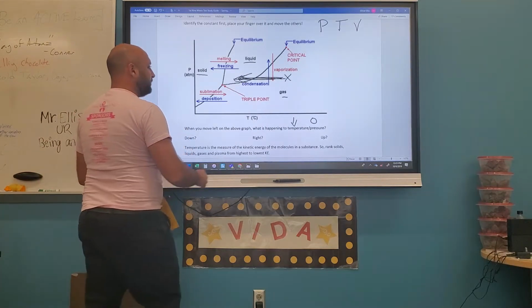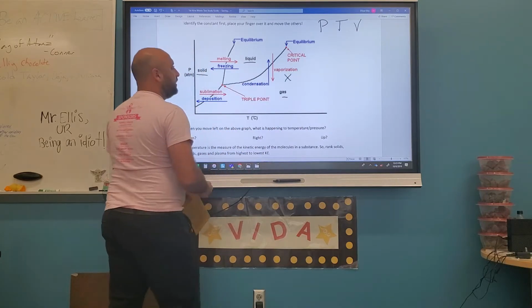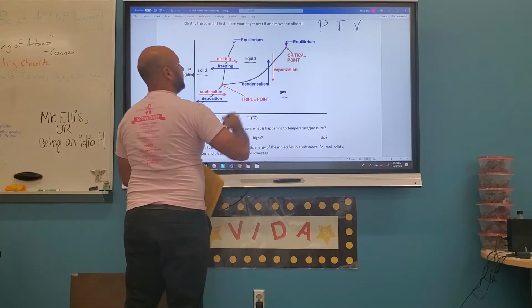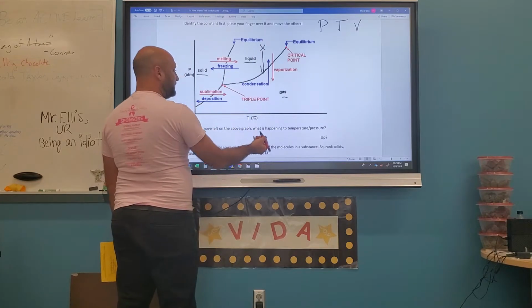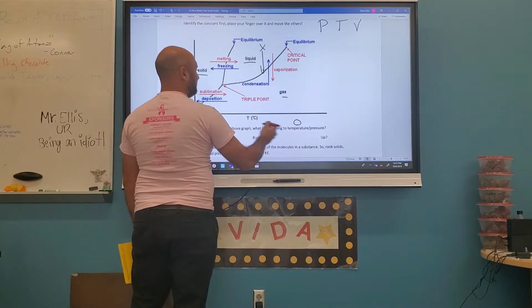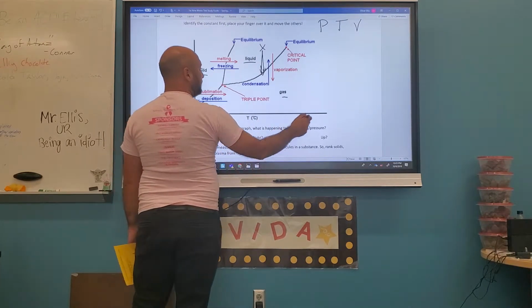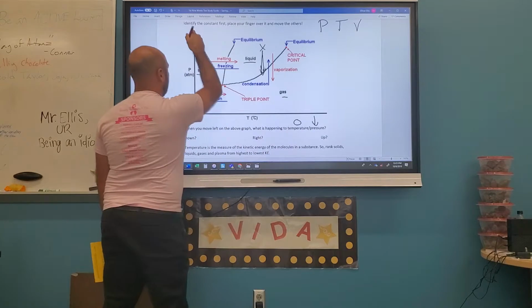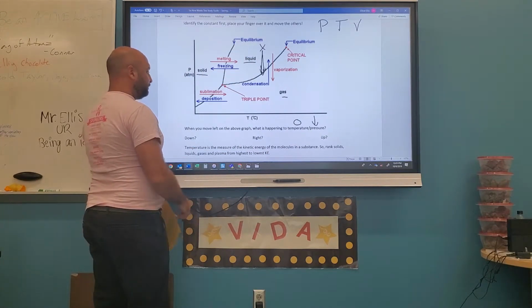What happens to the temperature and pressure when I move down? Let's find out. We'll make our x right here. If I move down, what's happening to my temperature? Nothing. It's on the x, and x's go left and right. So moving down doesn't affect my temperature. But if I do move down, it's going to make my pressure go down, because my pressure is on my y. Down on the y is down for pressure.